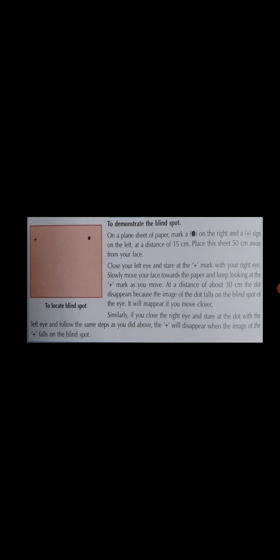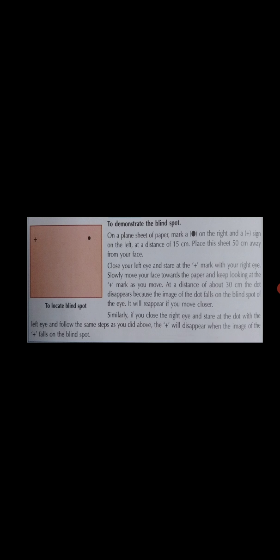At a distance of about 30 centimeters, the dot disappears because the image of the dot falls on the blind spot of the eye, and we know that there are no rod and cone cells, and no vision is possible at the blind spot. So it will reappear if you move closer.